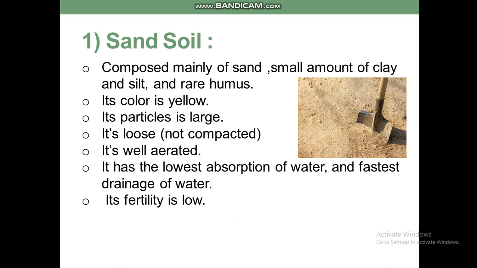Sand soil is composed mainly of sand, a small amount of clay and silt, and rare humus. And we have mentioned before that humus is the decayed organic matter present in the soil. Sand soil has a rare amount of humus. So the fertility of sand soil of course is low because of the rare amount of organic matter which gives the plants the nutrients and minerals they need.